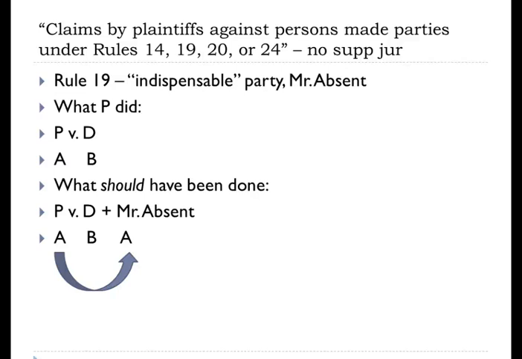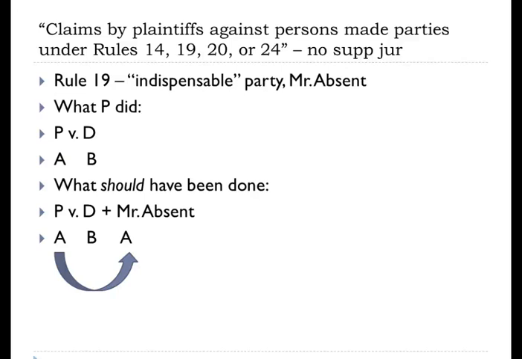All right, so making our way through these rules, remember, we are not going to have supplemental jurisdiction over a claim by a plaintiff against a person made party under Rules 14, 19, 20, or 24. What's Rule 19? That is the rule that requires the joinder of so-called indispensable parties. We are going to call this particular hypothetical party Mr. Absent. So here's what the plaintiff did when the plaintiff filed its complaint. They filed this good old plaintiff versus defendant. There's diversity. They're citizens of state A and state B. The amount in controversy is met.